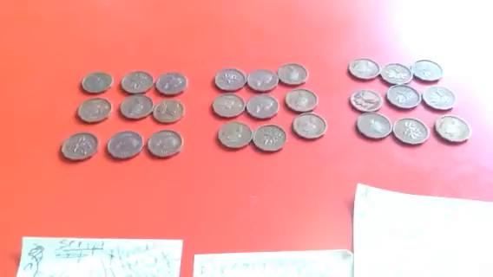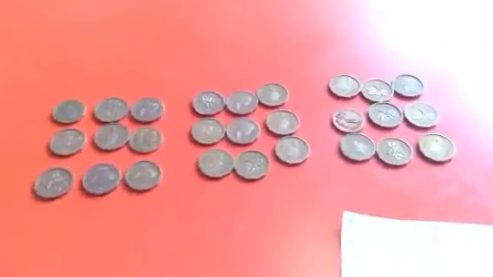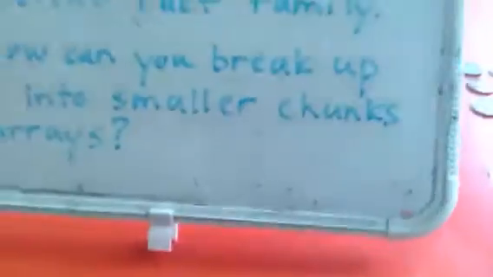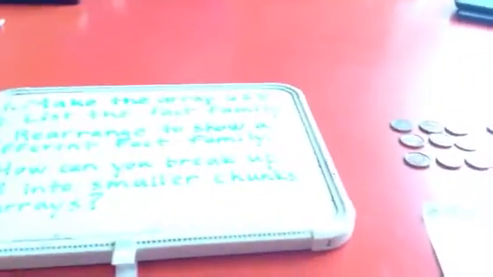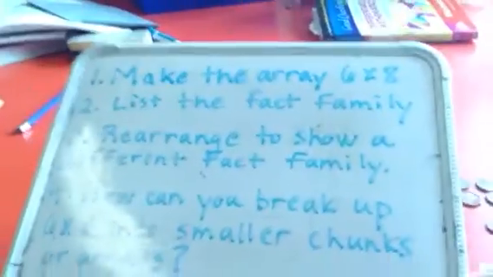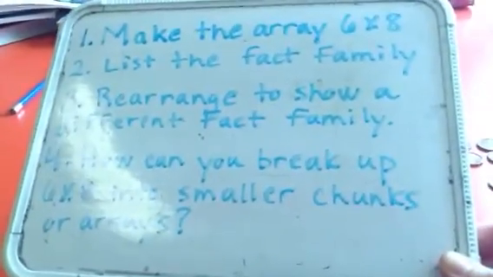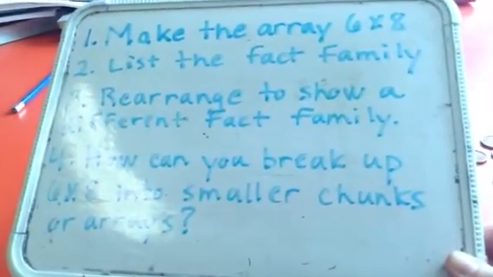What I'd like you to do at home is do something similar, and I've written it out on the whiteboard here. Give me a second, grade 4s, to get organized. Thank you. All right. So I would like you to make the array 6 multiplied by 8. That's the first thing to do.